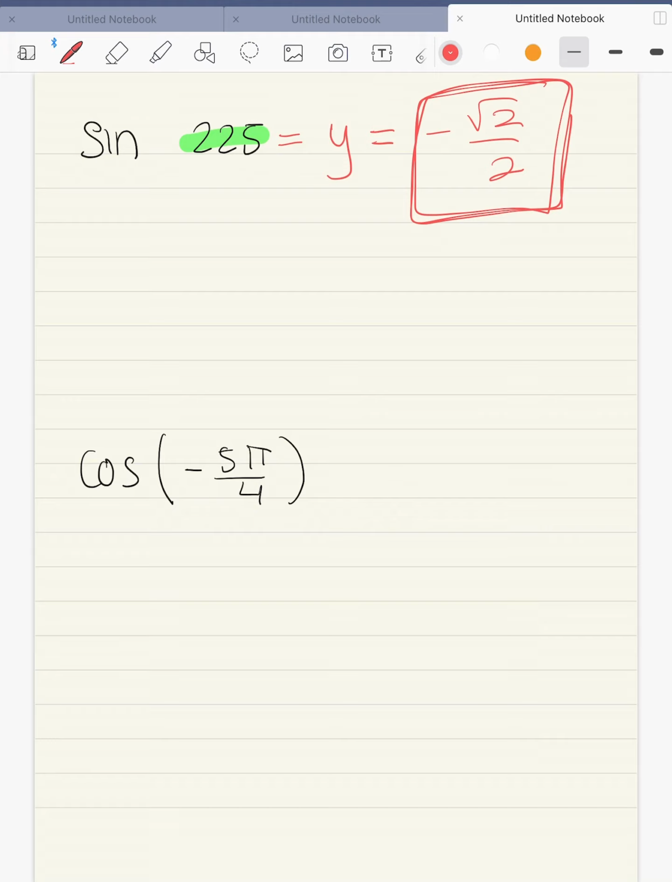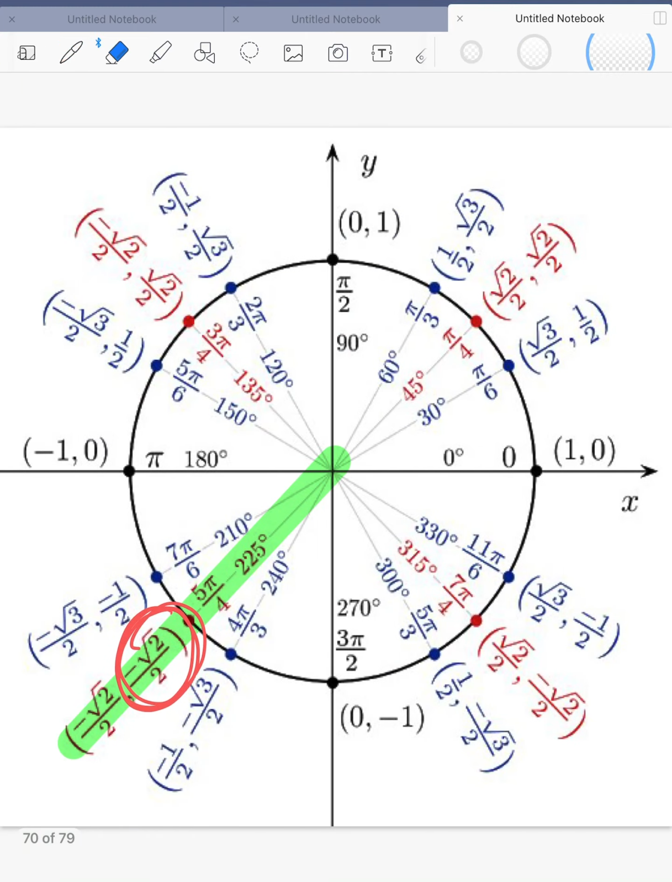Next problem, cosine of -5 pi over 4. I know that cosine is the x, so I just need to find where -5 pi over 4 is. First of all, I don't have any negative angles on my unit circle, but I can still figure it out. So -5 pi over 4. I'm gonna go back to my unit circle and erase what I have.